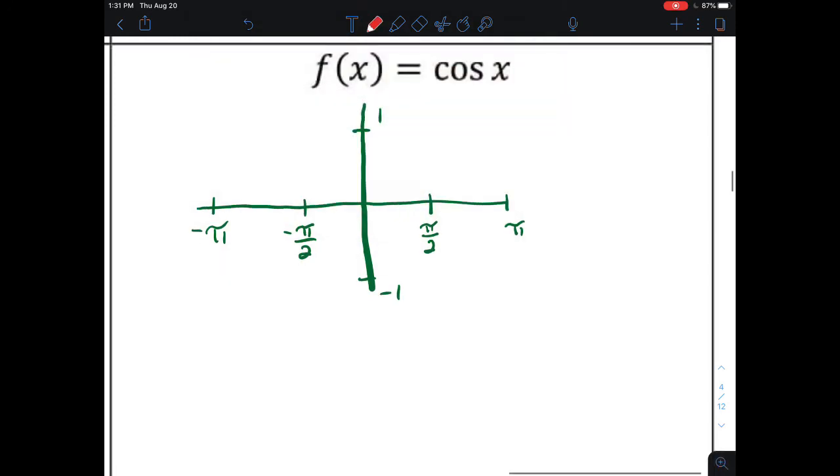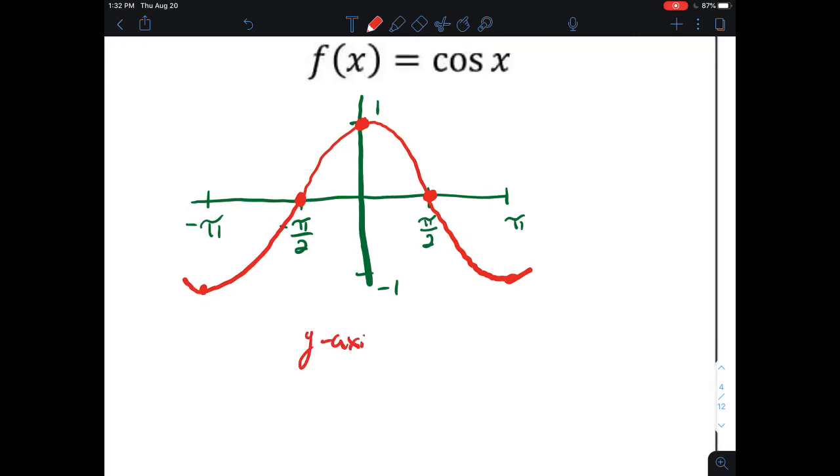So cosine of negative pi is going to be negative 1. Cosine of negative pi over 2 is 0. Cosine of 0 is 1. Cosine of pi over 2 is 0. Cosine of pi is negative 1. And so graphically, cosine actually would have a little bit of a bend right there. It would look like this over that interval, which has y-axis symmetry, which means it is an even function.